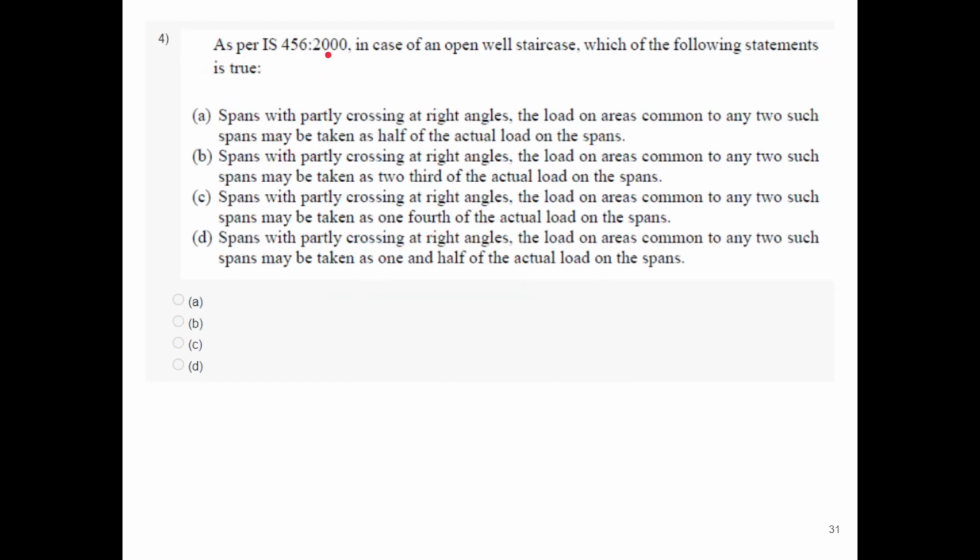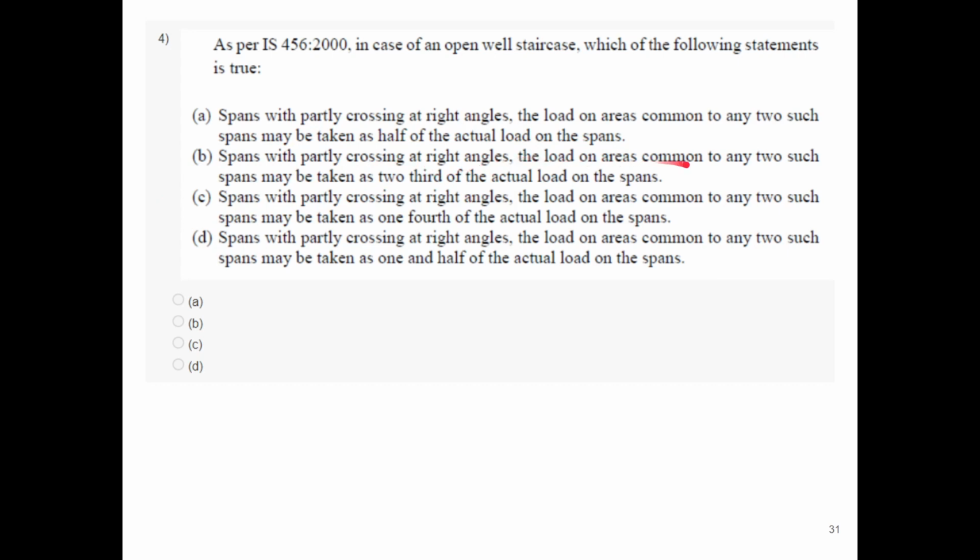As per IS 456 2000, in case of an open well staircase, which of the following statements is true? A. Spans partly crossing at right angles. The load on areas common to any two such spans may be taken as half of the actual load on the spans. B. Spans partly crossing at right angles.